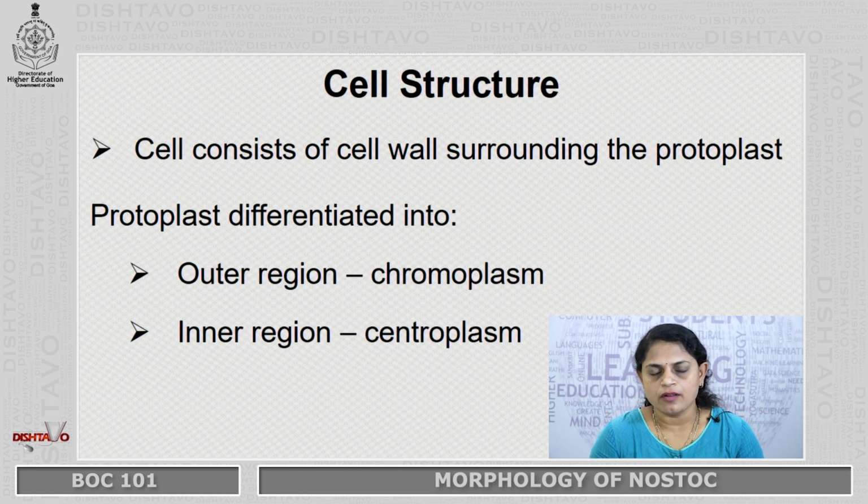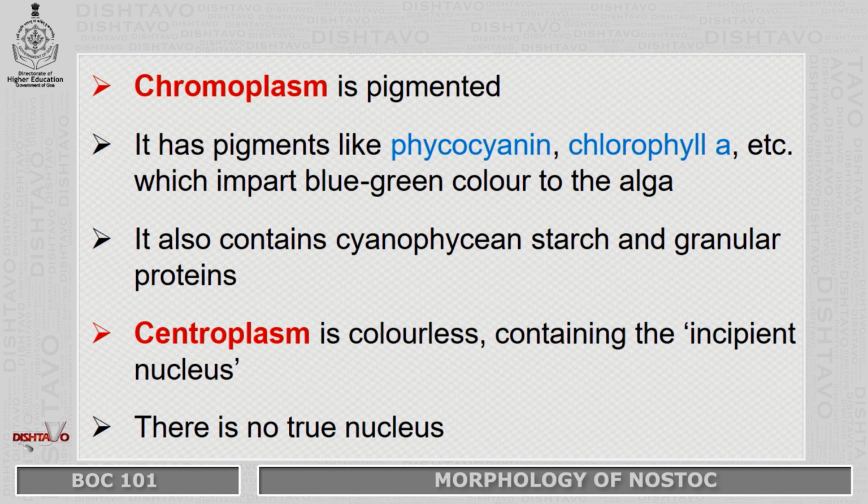Now, each cell of the Nostoc consists of a cell wall surrounding the protoplast, and the protoplast here is differentiated into an outer region called chromoplasm and an inner region called centroplasm. Now, chromoplasm is pigmented and has pigments like phycocyanin, phycoerythrin, chlorophyll a, etc., and these pigments impart the blue-green color to the algae. This chromoplasm also contains cyanophycean starch and granular proteins.